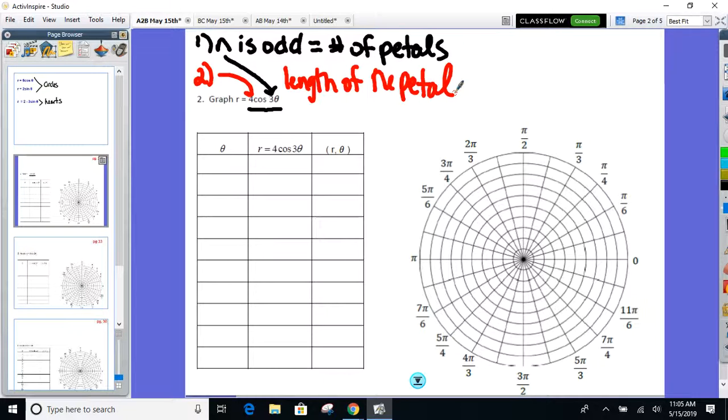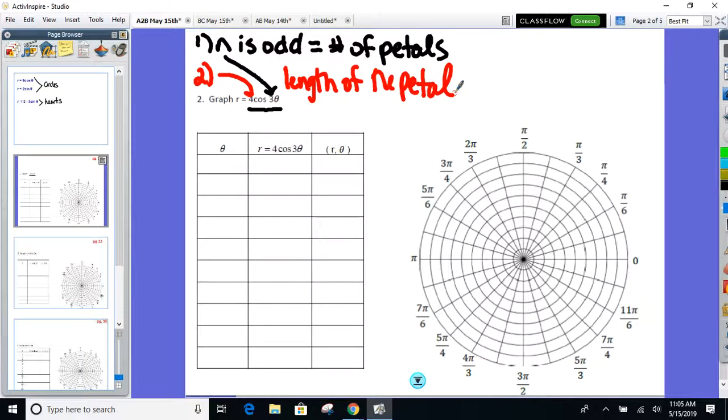Okay, please stop me at any time. I'm going real slow here because a cosine petal is a heck of a lot different than a sine petal. Everyone ready? This goes for any type of petal graph. If it's odd, that will tell you how many petals you have, and the number out in front will tell you the length of them.